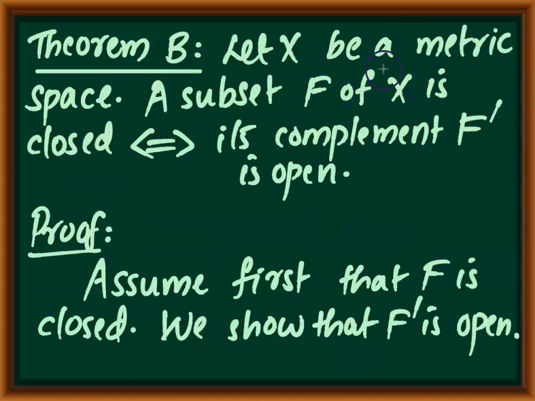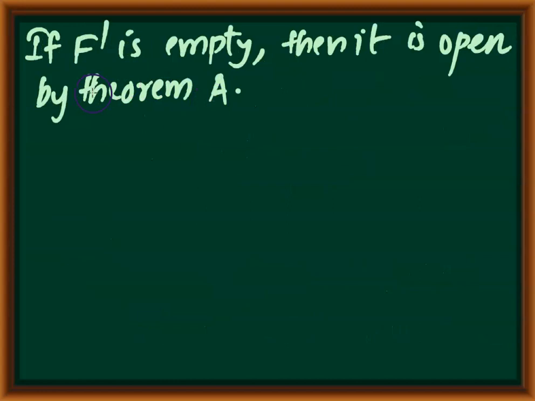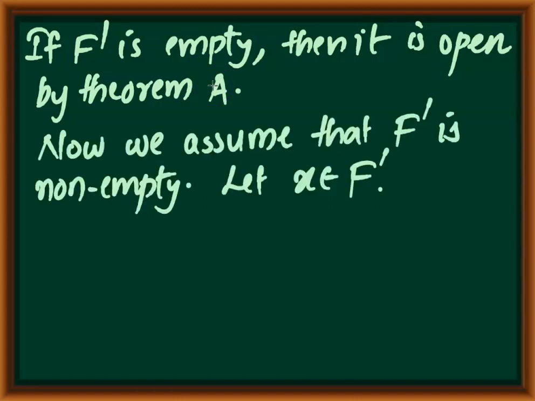The next theorem states that a subset F is closed if and only if its complement is open. For the proof, let us assume first that F is closed. Then we need to show that F dash is open. As a first case, let us assume that F dash is empty. We already know that the empty set is open. Now let us assume that F dash is non-empty.